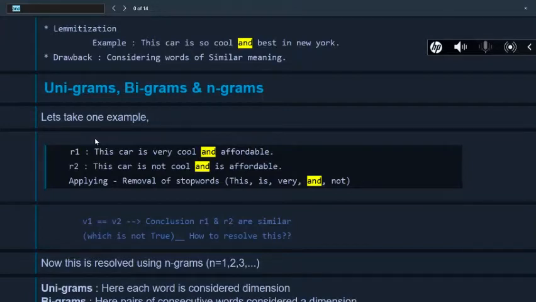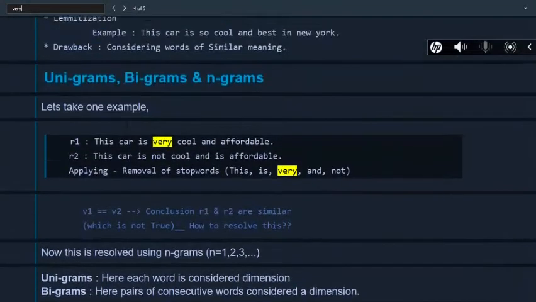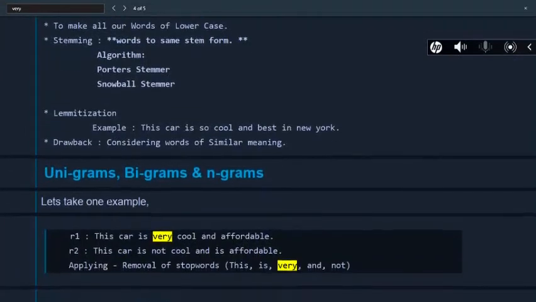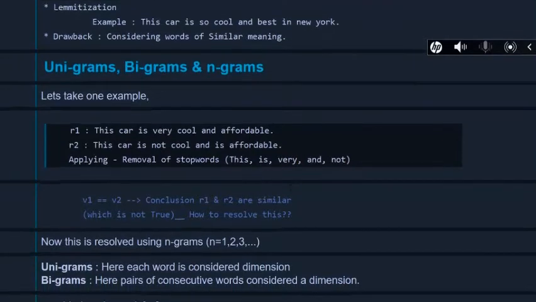Let me check this. We had already seen that "not" is also a stop word. Let me confirm whether "very" is also a stop word or not. Yes, see, "very" is also a stop word, which is giving wrong information to the computer. So if we apply this, it literally makes our conclusion wrong.